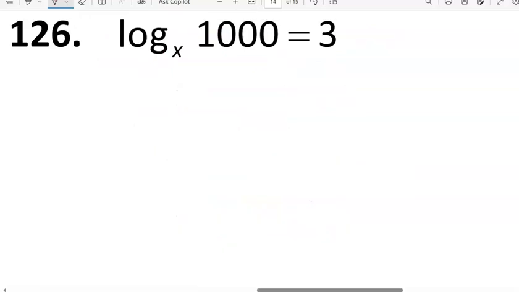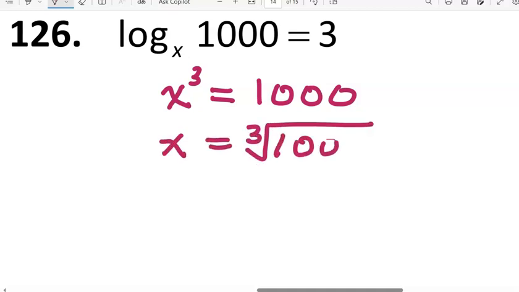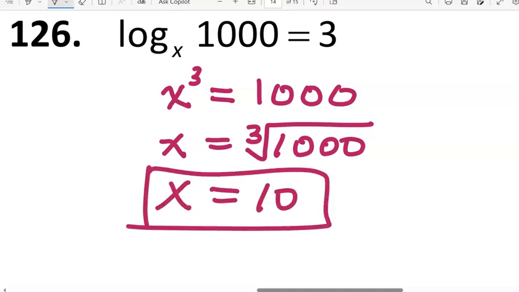In 126 we have a logarithmic equation. Log base x of 1,000 is equal to 3, so we can rewrite this one in exponential form. Our base is x, a logarithm equals an exponent, so the exponent is 3, and that equals 1,000. We can solve by taking a cube root, so x is equal to the cube root of 1,000, and that means that x is equal to 10.